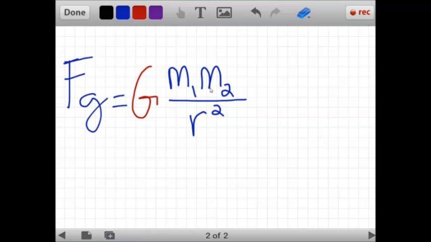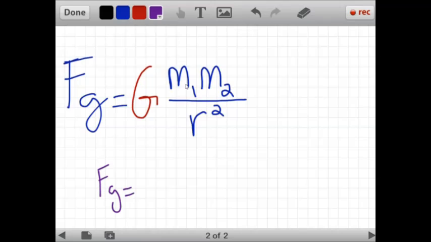So let's say I double the mass of object 1, doubling m1. What will happen to the force of gravity that object feels if I double the mass of m1? Should be pretty straightforward.